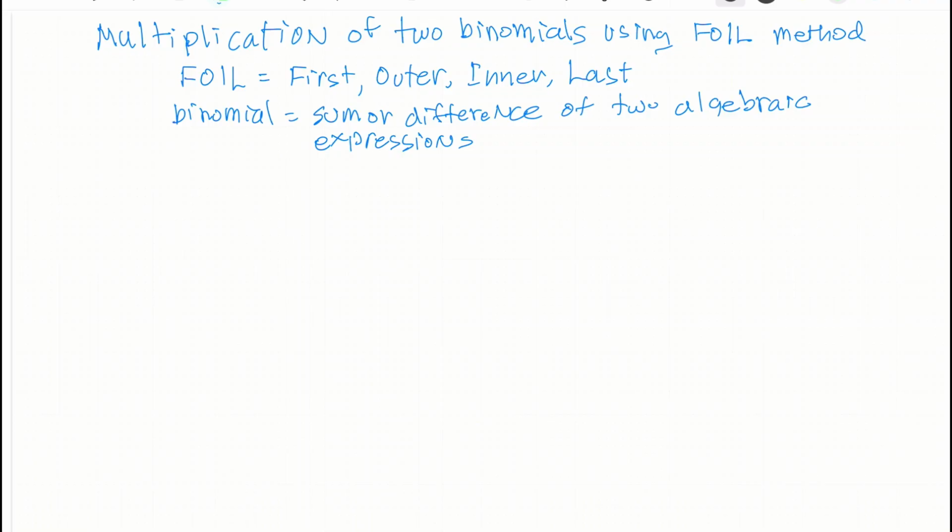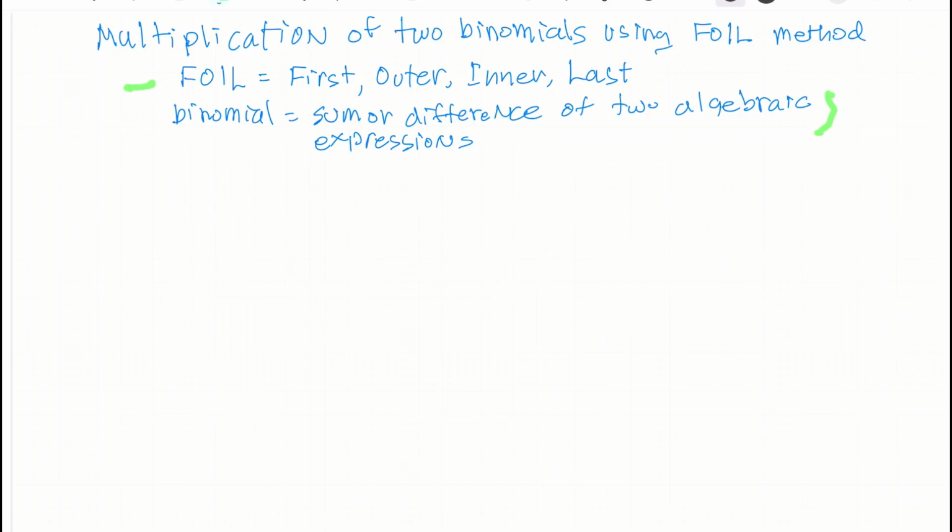So what is FOIL, first of all? FOIL is first, outer, inner, last. It's an acronym. It helps us to remember how to multiply two binomials together. And a binomial is the sum or difference of two algebraic expressions. So that's what a binomial is. This is a way to multiply.